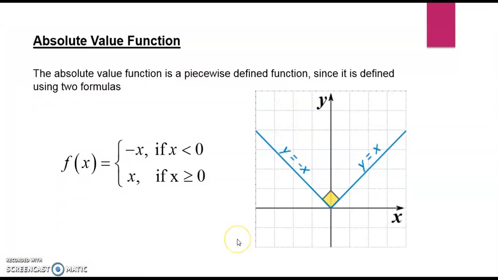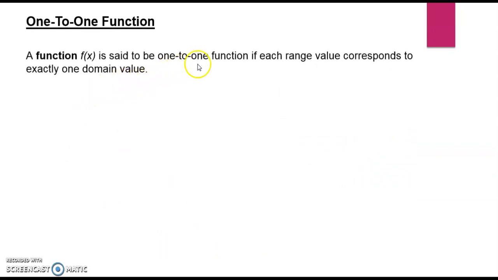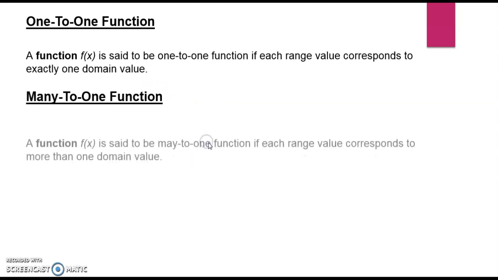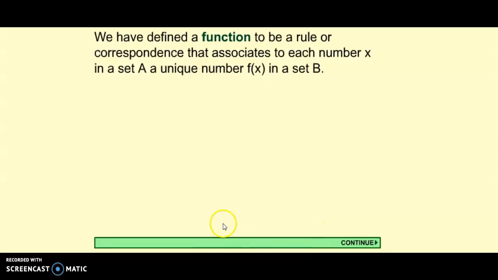After covering the concept of compound and absolute value function, now let's move towards the new topic, that is one-to-one function. A function f of x is said to be a one-to-one function if each range value corresponds to exactly one domain value. Otherwise, it is said to be a many-to-one function if a range value corresponds to more than one domain value. Now let's see the one-to-one function visually.